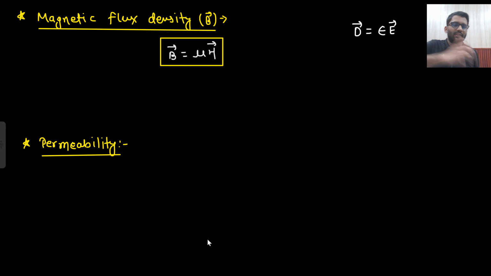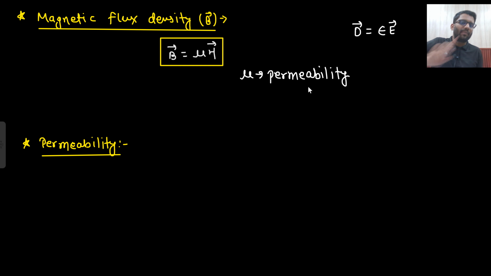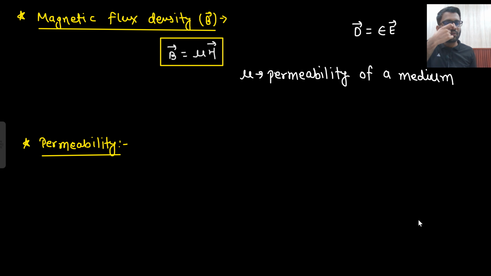Now let's talk about it. What is mu? Here I will write down permeability. Now I will talk about the medium: does it depend on the medium or not? This mu, known as permeability, depends on the medium. With respect to different media, this mu is different. So mu is the permeability of a medium.